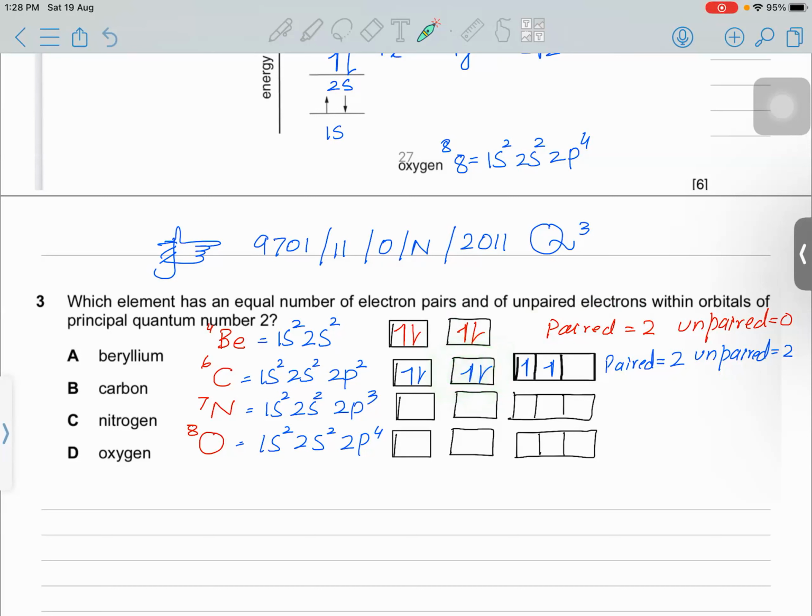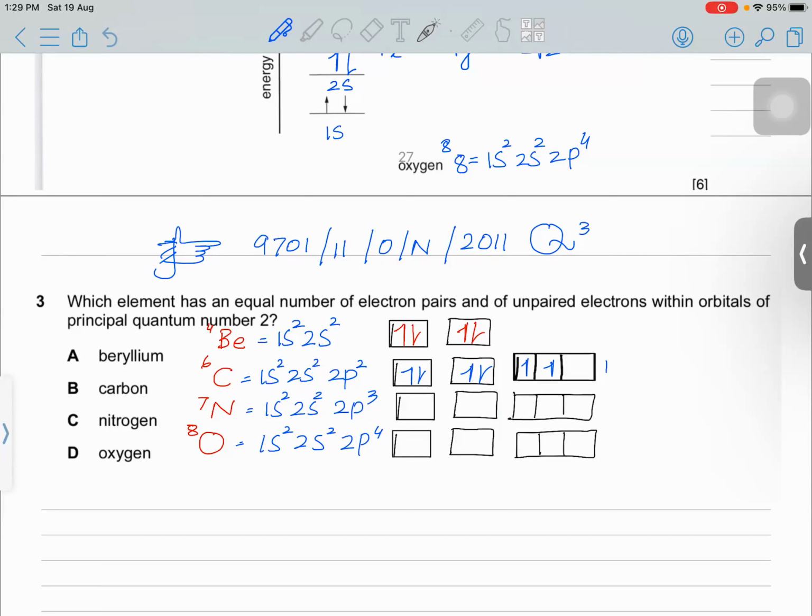Now read the question again. If it were to say, state the number of paired electrons in quantum number one and two, then for beryllium it would be four, right? Yes, exactly. Now read the question again: which element has an equal number of electron pairs and unpaired electrons within orbitals of principal quantum number two. Are you getting my point? Yes, I got it.